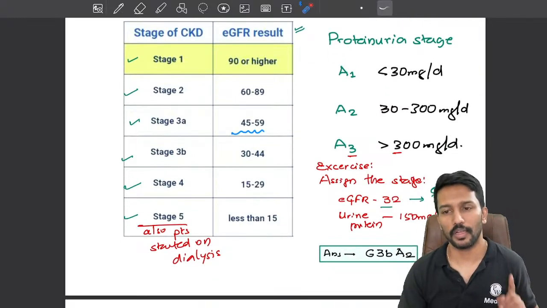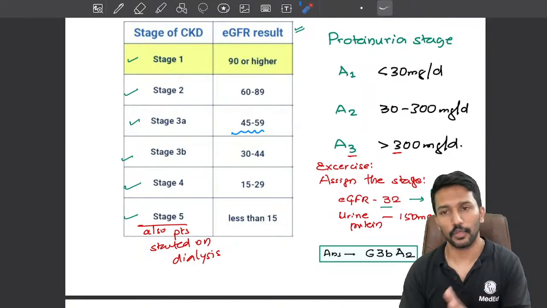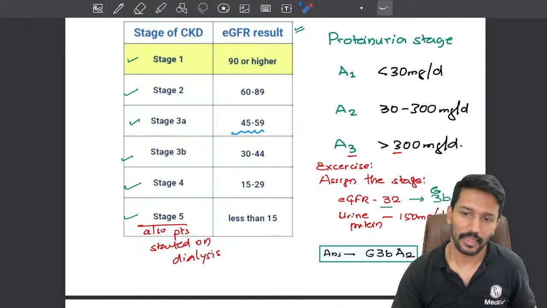Proteinuria wise, normal protein levels in the urine is less than 30 milligrams per deciliter. That will be counted as A1. 30 to 300 is A2 and more than 300 is A3, right?